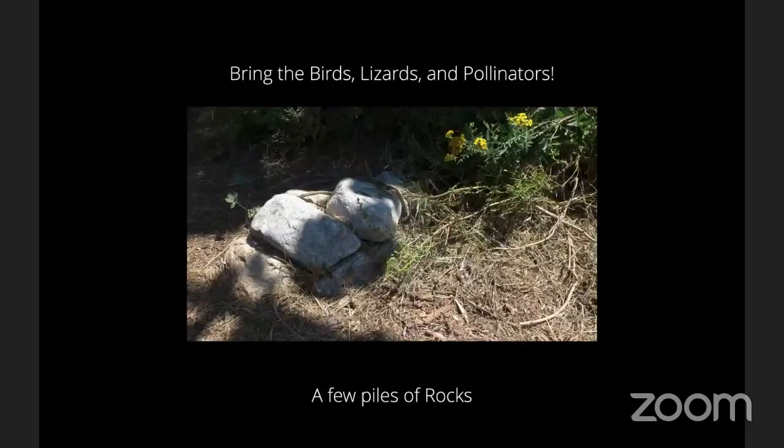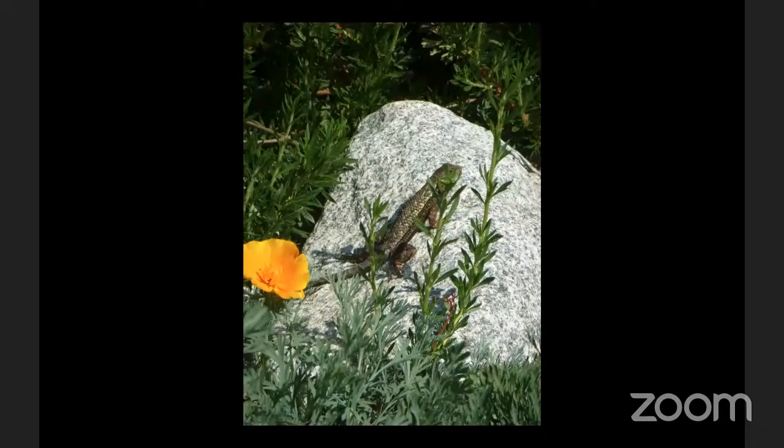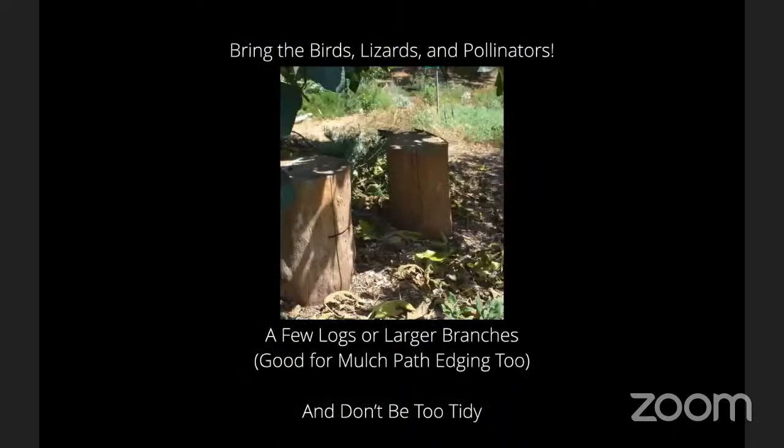Also, if you're not worried about snakes in your particular yard, a few piles of rocks make great lizard habitat. And then a few logs or larger branches, which are also good for mulch path edging, kind of provide an end to that space. And you don't need to be too tidy all the time. A little bit of leaf litter and all that sort of stuff is great habitat for little insects, which are of little consequence to us, but very important for birds and lizards as food sources.